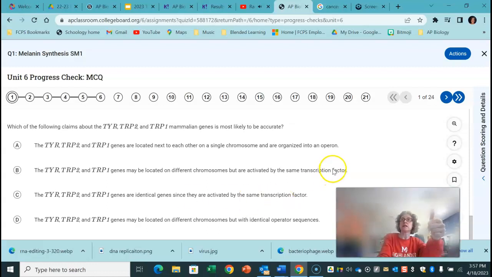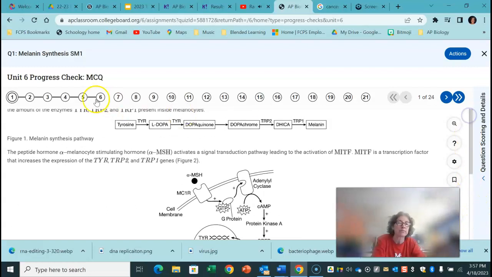Everybody with me on that? Okay, and that is actually the correct answer, B. Genes may be located on different chromosomes, but are activated by this, which makes sense, right? Because that one factor is going to wake up those 3 different genes because you need the melanin. Okay, let's go to the next one.